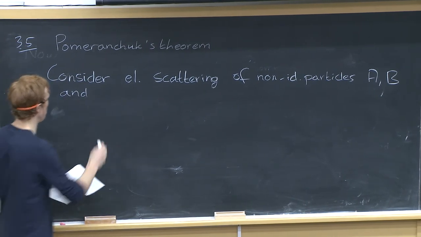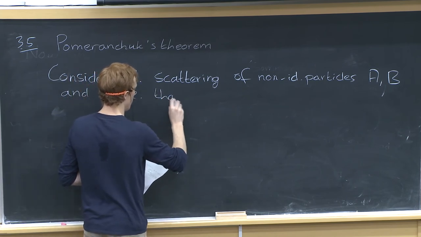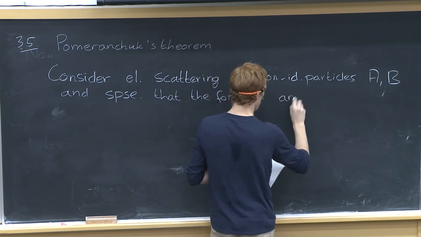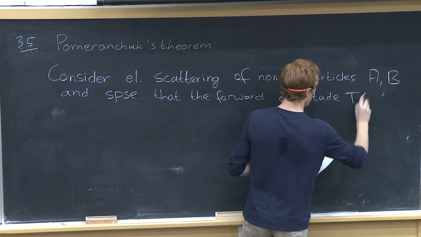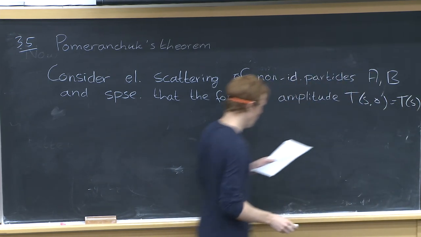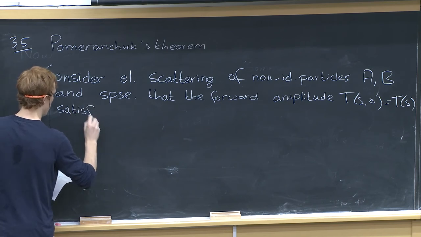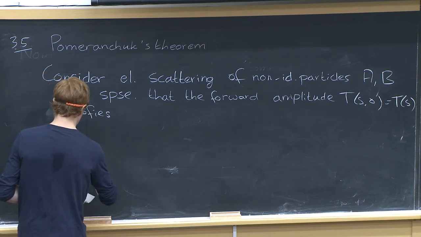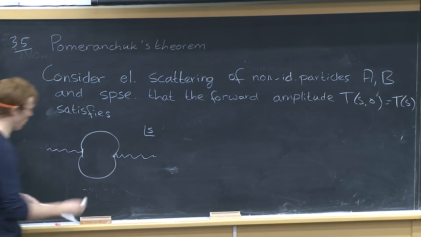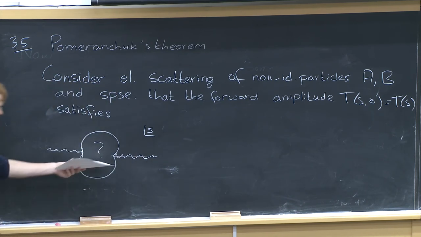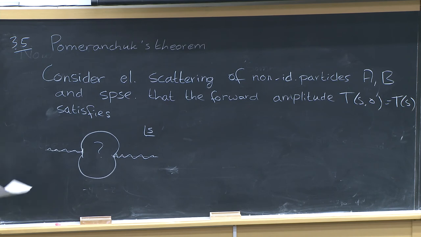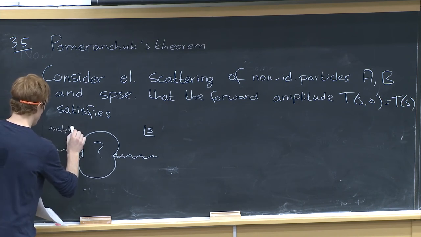And let me also suppose that we are in a nice regime, so the forward amplitude T of s, let me call this T of s from now on, looks a bit like this in the complex s-plane. I don't need analyticity in the full s-plane, but I need this kind of analyticity, where it's analytic here and here.